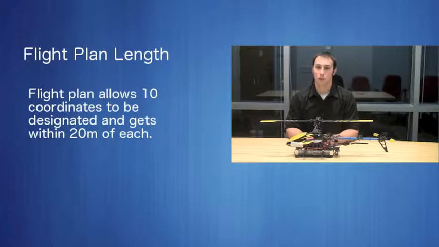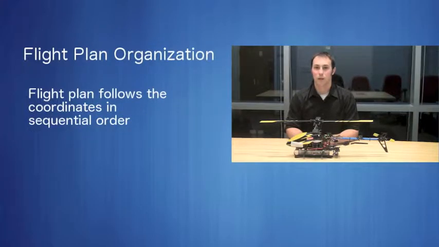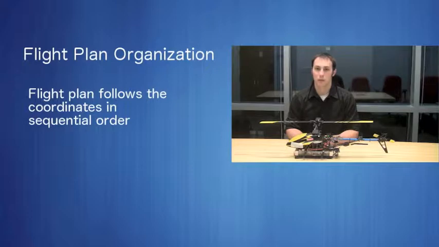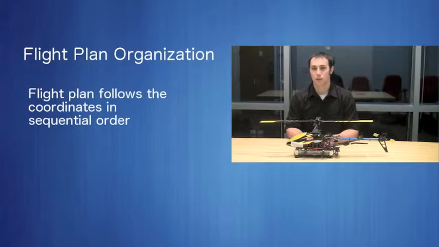The second engineering requirement is called flight plan length. Flight plan length means that we need to have a user-defined flight plan of at least 10 coordinates. This requirement has been passed. The third engineering requirement is called flight plan organization. Flight plan organization means that the UAV needs to follow a user-defined flight plan of at least 10 coordinates and be aware of when it gets to each coordinate using the GPS. This requirement has been successfully passed.